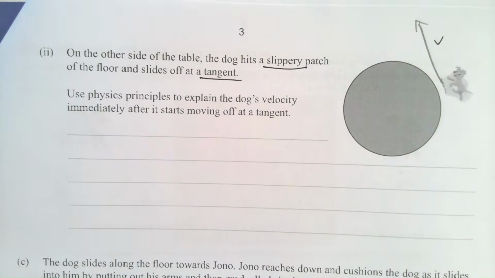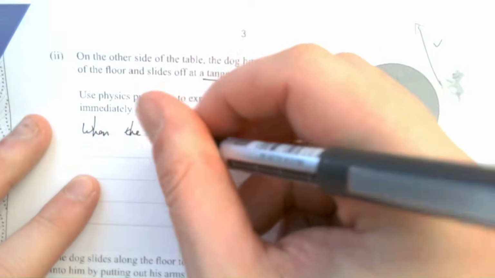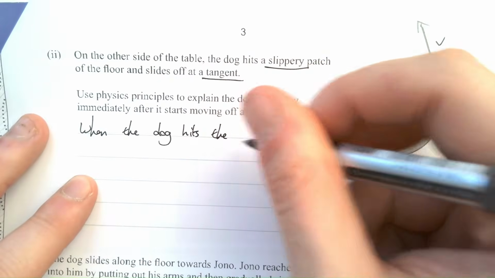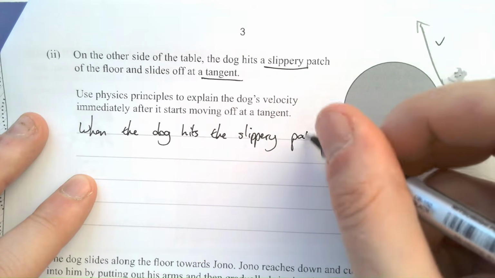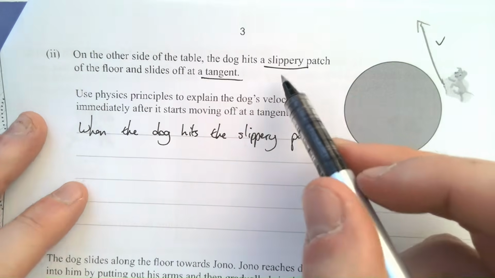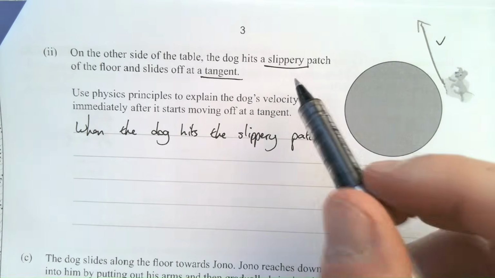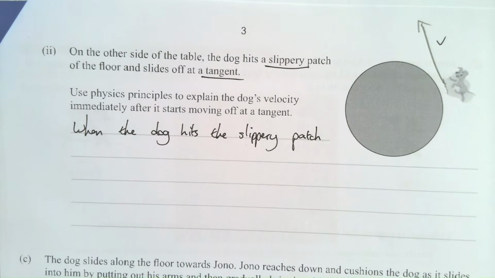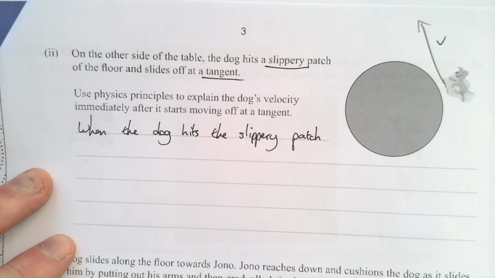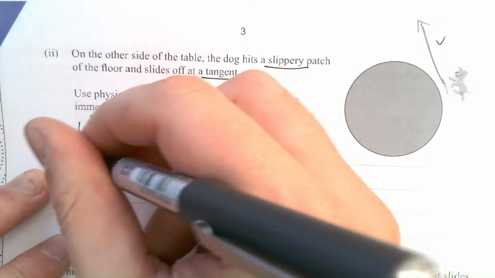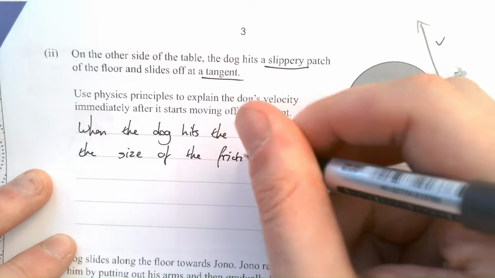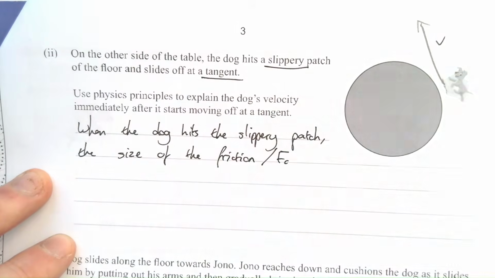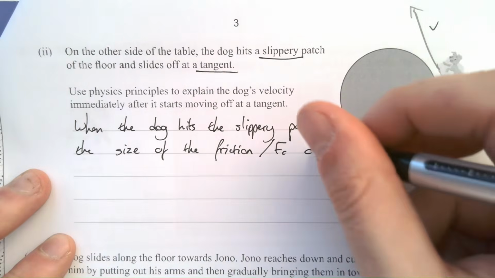So, when the dog hits the slippery patch, because that's the main event that they're talking about, that's what we're going to start our answer with. And the big clue here is that it's slippery. The amount of friction isn't specified. It's just the idea that when the dog hits the slippery patch, the size of the friction or centripetal force decreases.